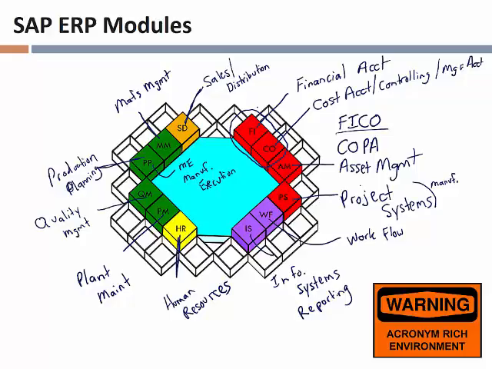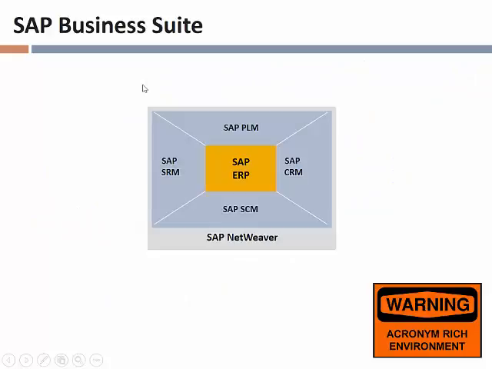All right, let's talk about one other foundational thing that at least somewhat relates to that and give you a few more acronyms to add to your repertoire. What is SAP Business Suite? Well, an analogy that I like to use is SAP ERP is to SAP Business Suite like Microsoft Word is to Microsoft Office. So let me say that again and then I'll explain. SAP ERP is to SAP Business Suite what Microsoft Word is to Microsoft Office.